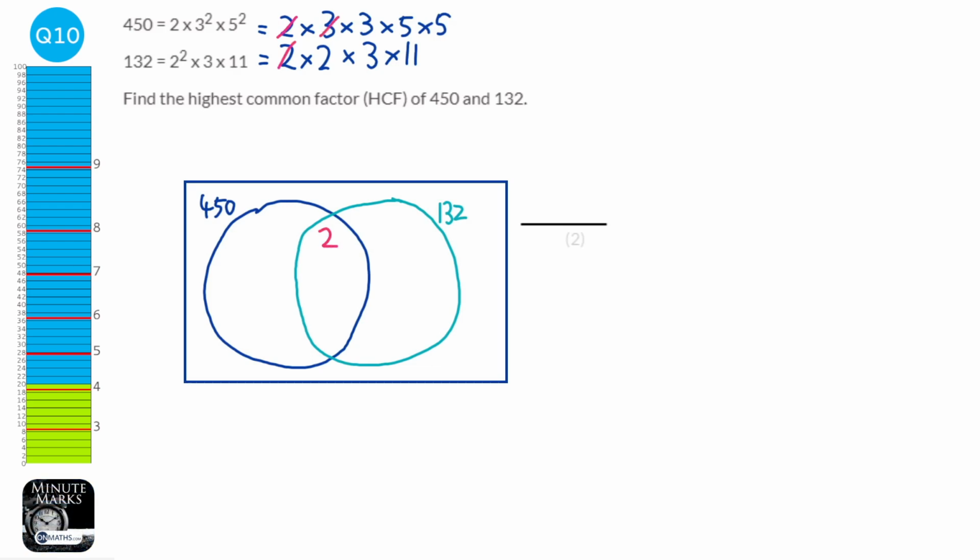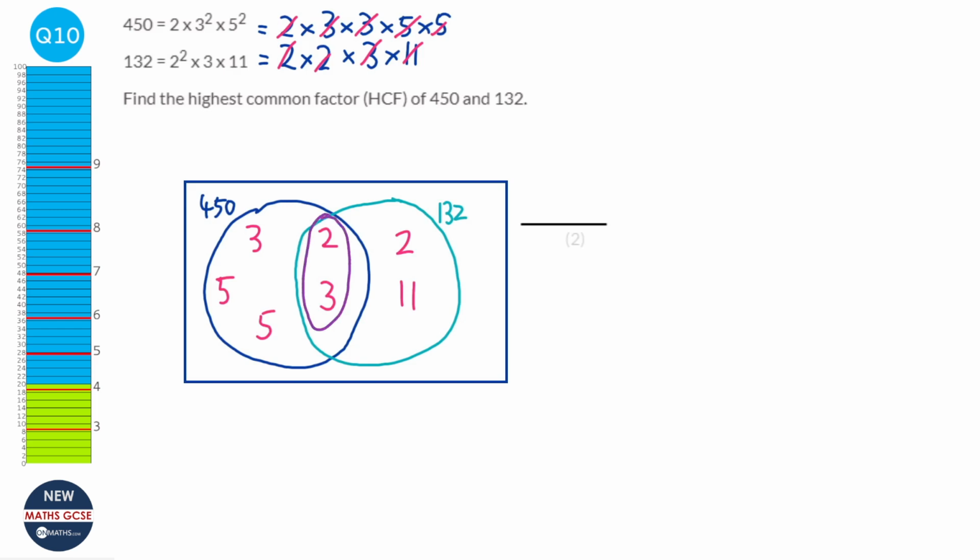We can see they both have a 3 in them. So cross those 3's out and put 3 in the middle. And then 450 has a 3, a 5 and a 5, and 132 has the 2 and the 11. So to find the highest common factor, as I said, you multiply all the numbers that are in the middle, and so the highest common factor will be 6.